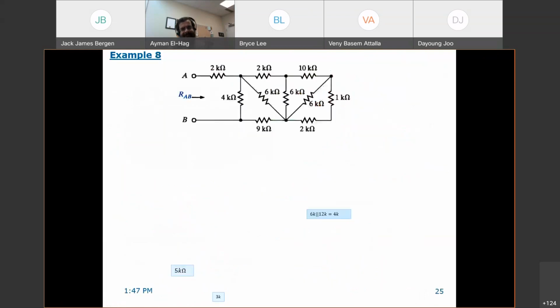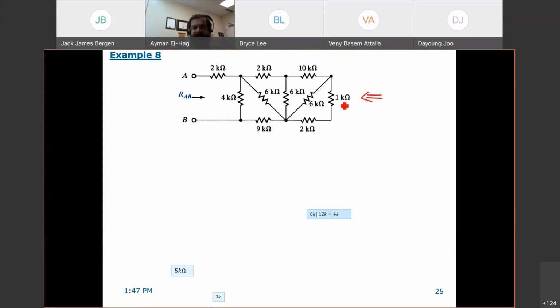Okay, now we start getting things more interesting. We want to find the equivalent resistance between A and B. If you come from this side, it will be very hard to identify anything, because the 2 kilo ohm is neither in series nor in parallel with any of these things. It's in series maybe with the whole thing. So let's come from this side.